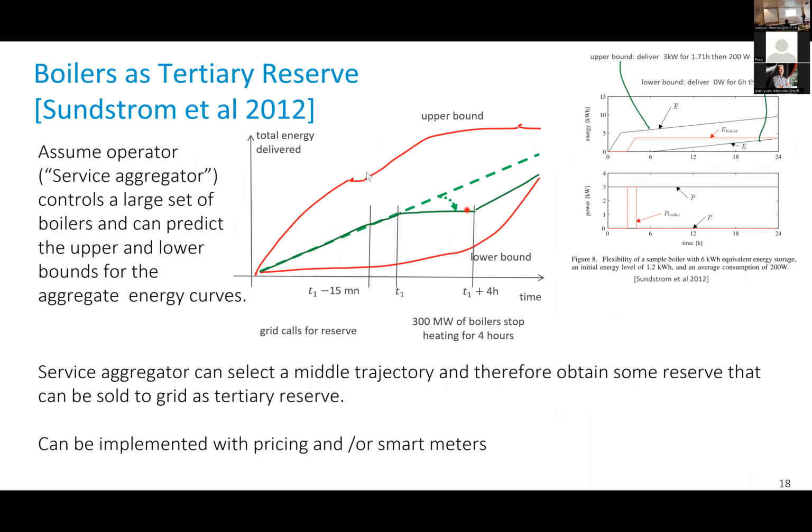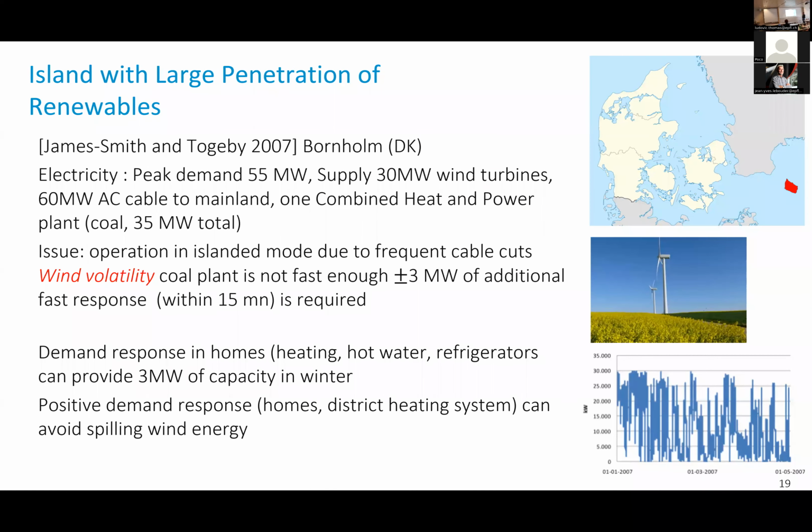In contrast to the previous things that can be done a bit longer because boilers have more inertia, more reserve. So that's another example where you could provide tertiary reserve services with demand response. That kind of thing has been tried and deployed on an island, on the island of Bornholm, which belongs to Denmark, but is located off the coast of Sweden.